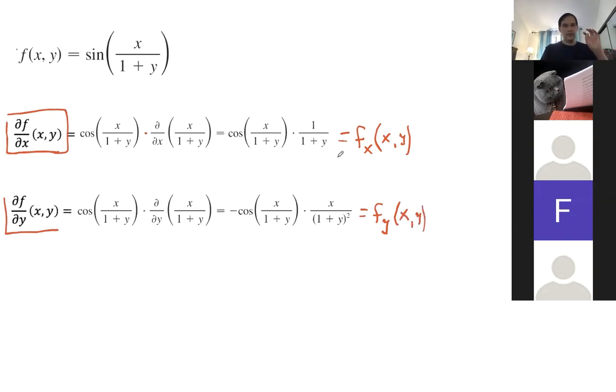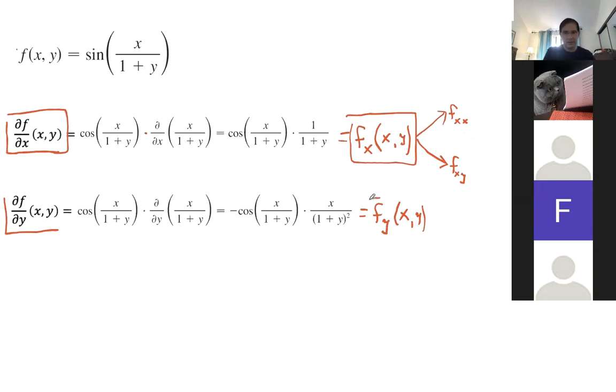Okay, sometimes they call these the first partial derivatives, but notice one thing. This is also a function of two variables. This is also a function of two variables. And if so, then you can take this function f_x, a function of x and y, and compute the derivative of this function with respect to x, or the derivative of this function with respect to y. And those are known as the second partial derivatives.